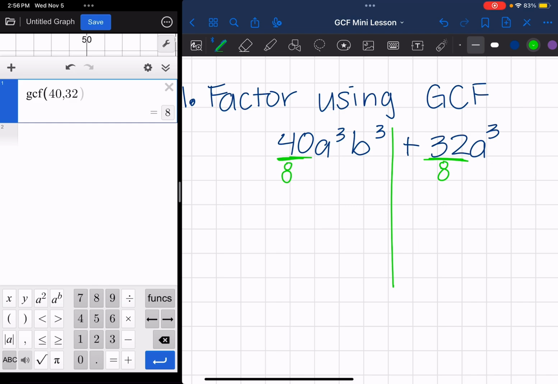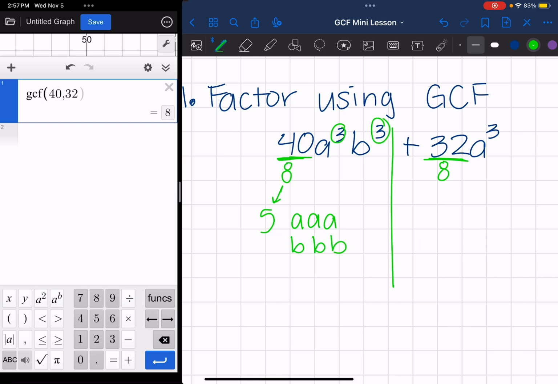From here, we're going to actually divide these out, starting with 40 divided by 8 to get 5. Then we're going to write out the variables. The exponent will tell you how many times to write the variable. So a cubed means I'm going to write out a 3 times. B cubed means I'm going to write out b 3 times.